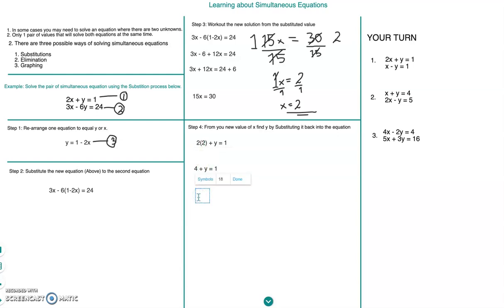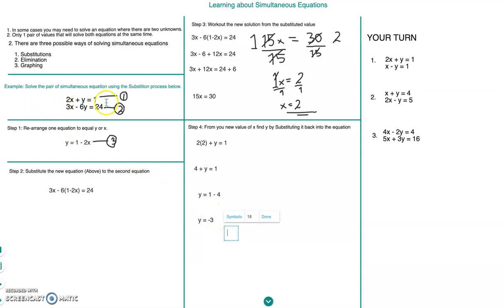We want to make y the subject, so y is equal to 1 minus 4. And because we want to take the 4 away, whatever we do to the left hand side, we must do to the right hand side. And that's why it's minus 4 here. So then the final answer is going to be y is equal to minus 3. And that is our y value.